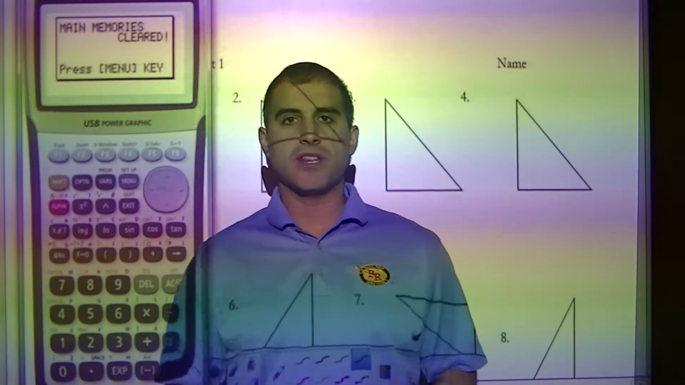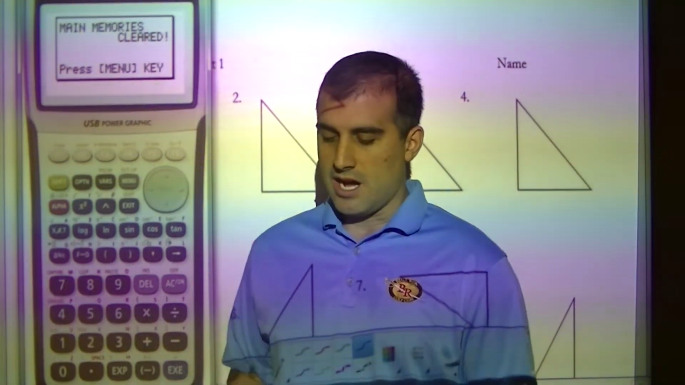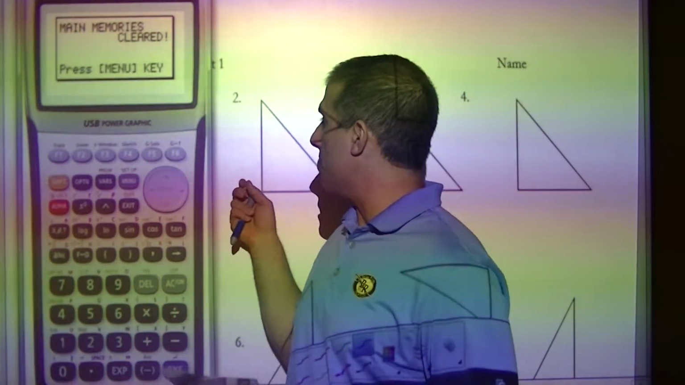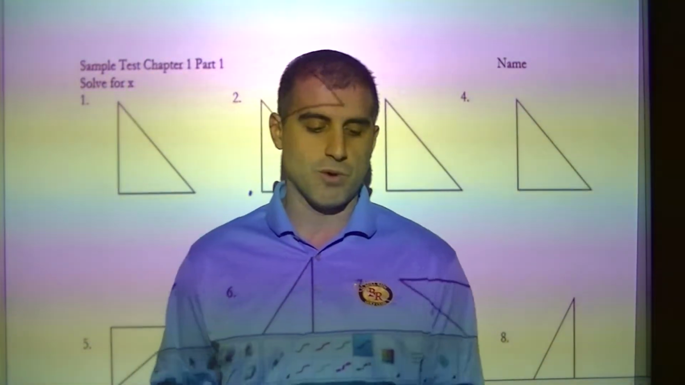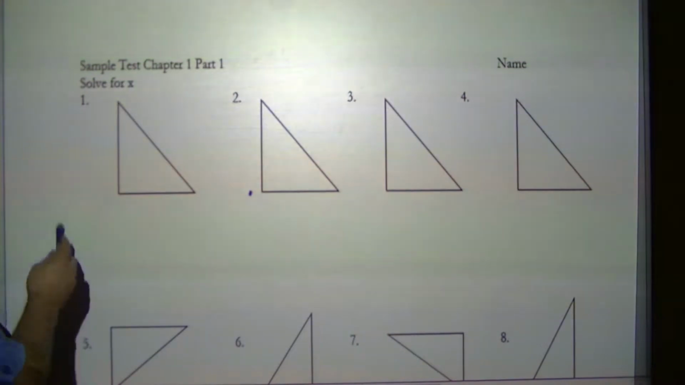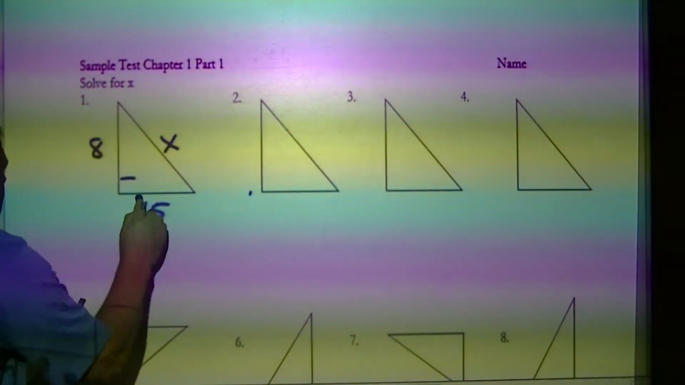Okay, this is going to be the first chapter of the Advanced Math Trig unit. You've gotten a sample test. I'm going to write in a lot of the numbers here, so you have them on your sample test, so we'll go with that. All right, so on number 1, you have 8, 15, and x. Obviously, this is the 90-degree angle.